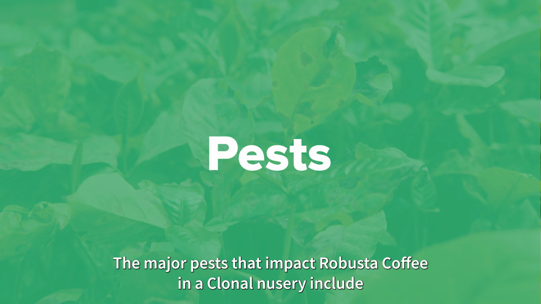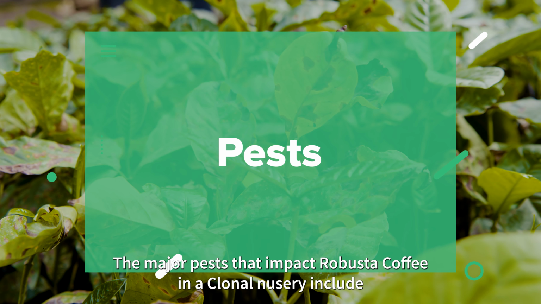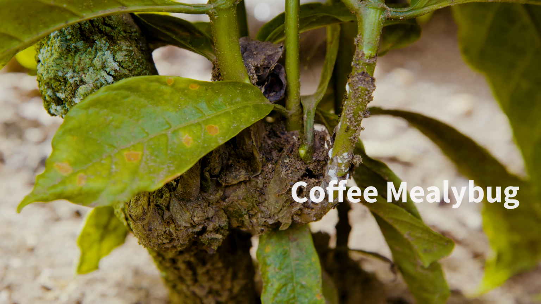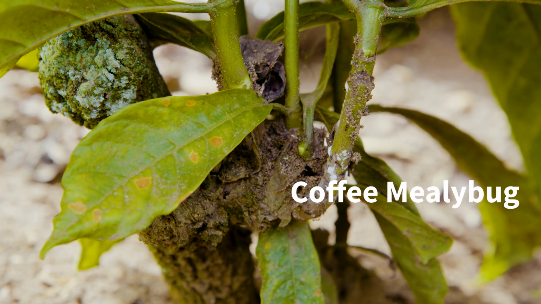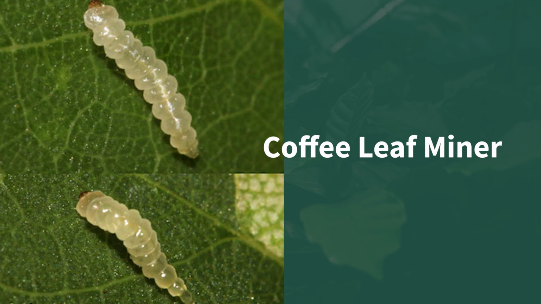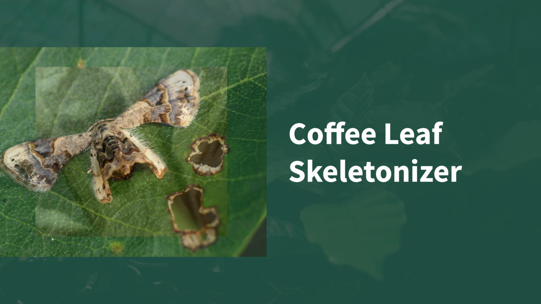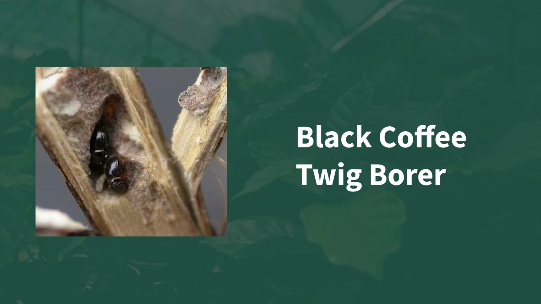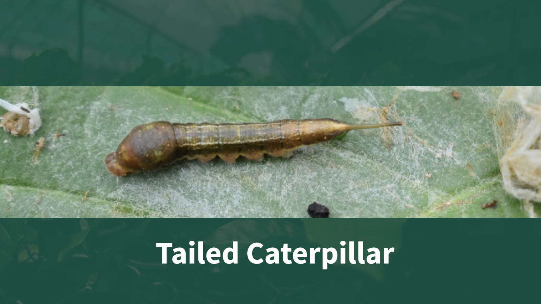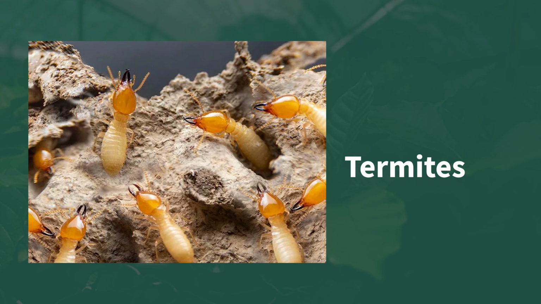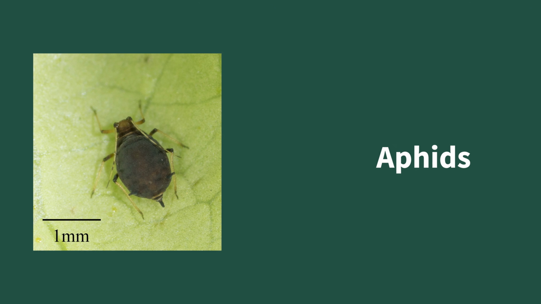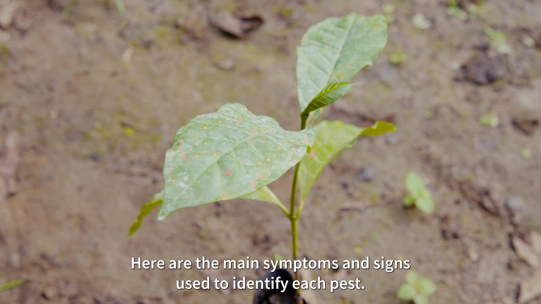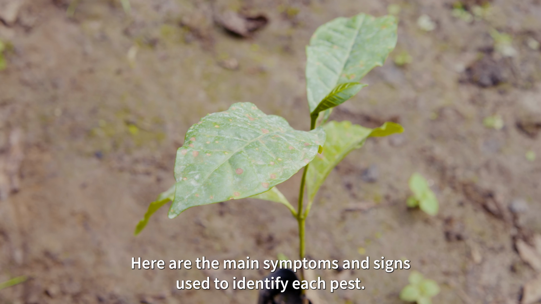The major pests that impact Robusta coffee in a clonal nursery include the coffee mealybug, coffee leaf miner, coffee leaf skeletonizer, black coffee twig borer, tailed caterpillar, termites, green coffee scale, and aphids. Here are the main symptoms and signs used to identify each pest.